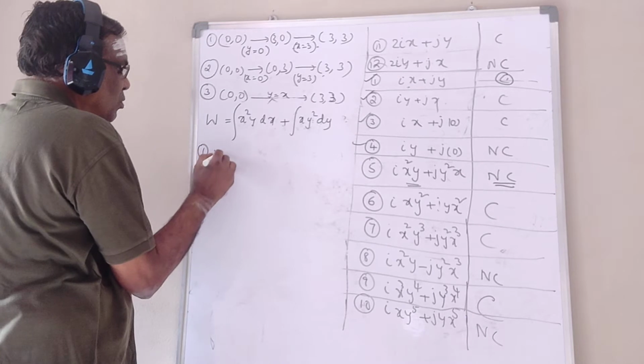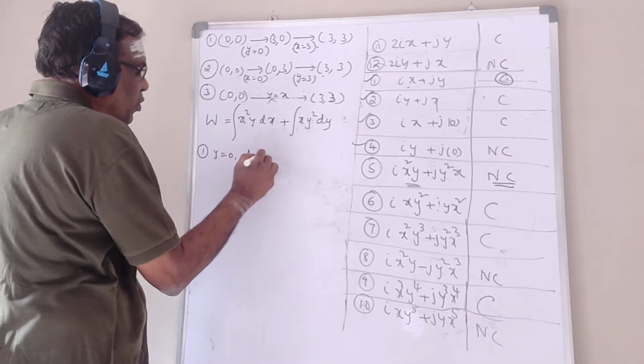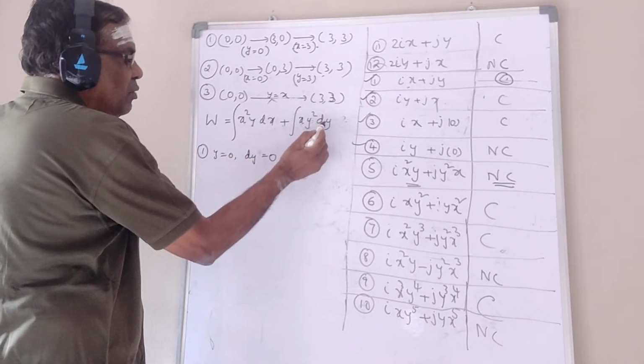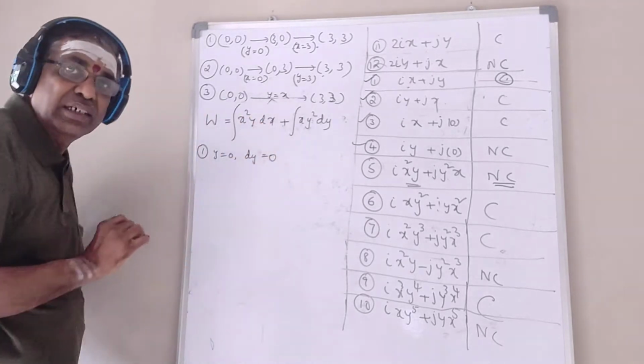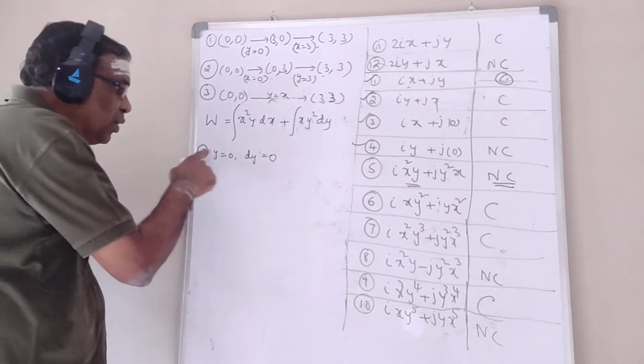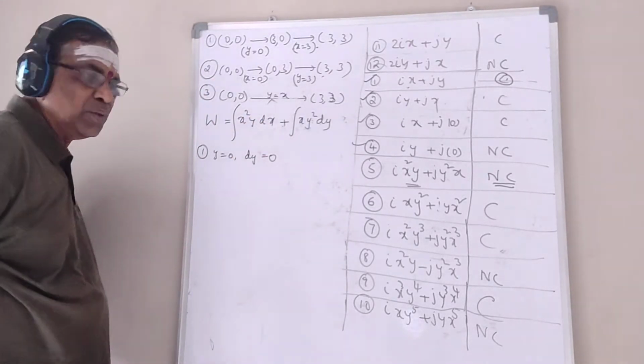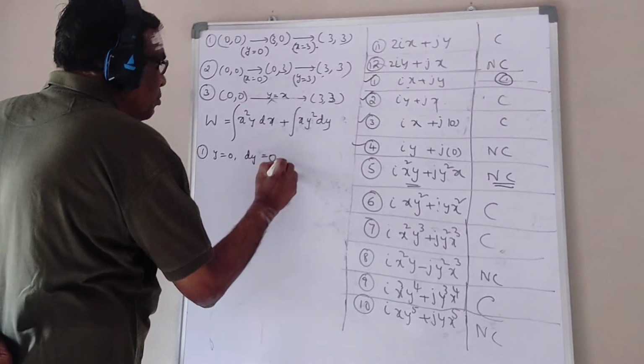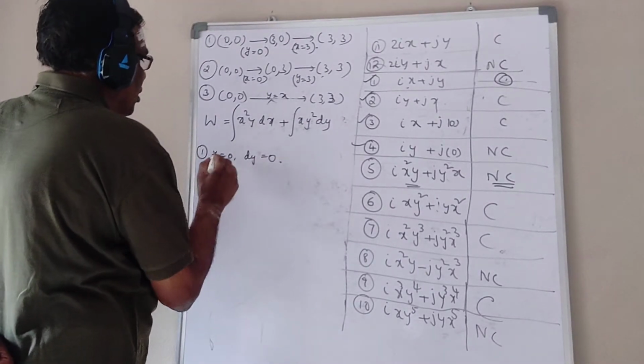First path, y is 0, therefore dy is 0. So this will cancel, this will cancel. Again along the axis, work done is 0. Got the point? This is the first one.